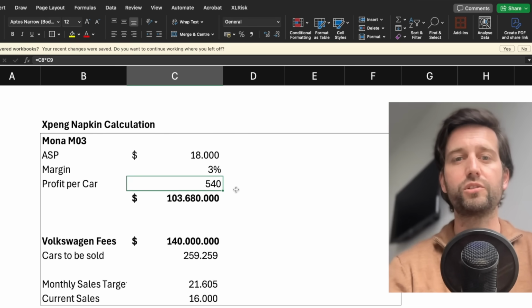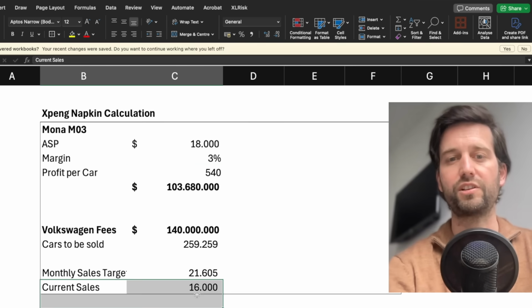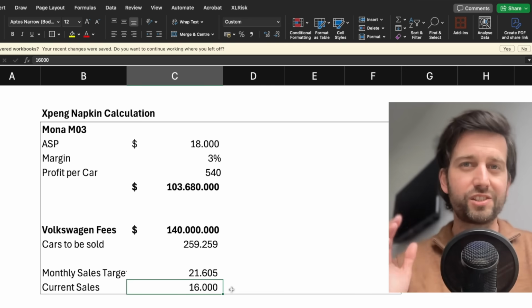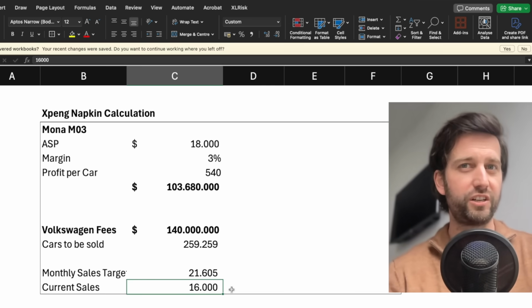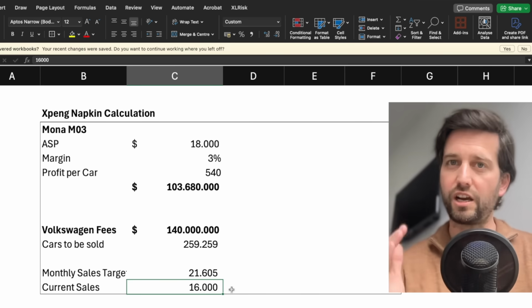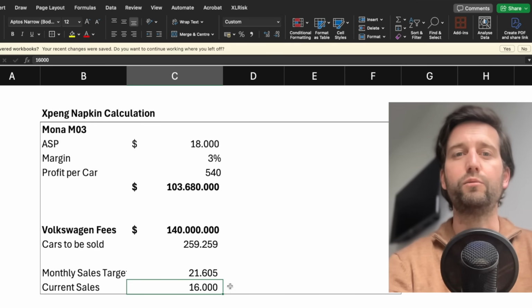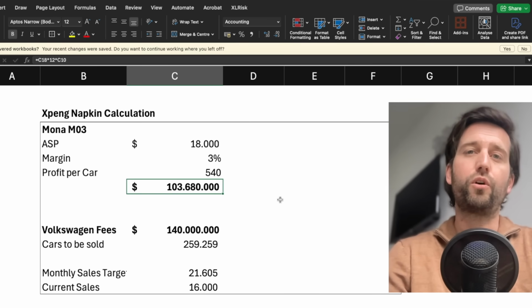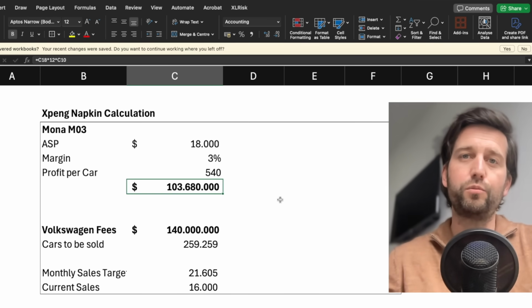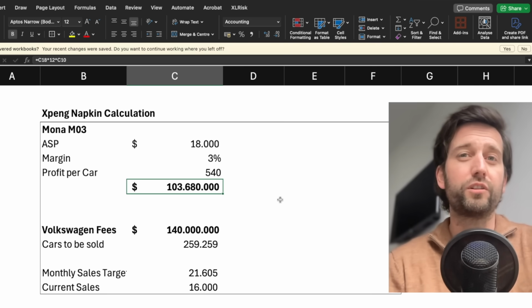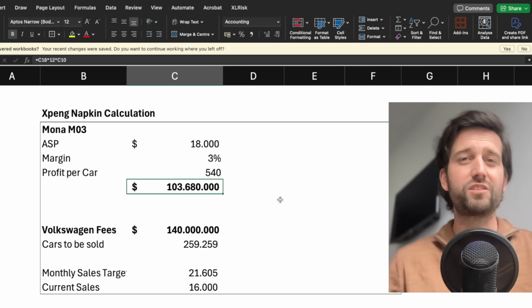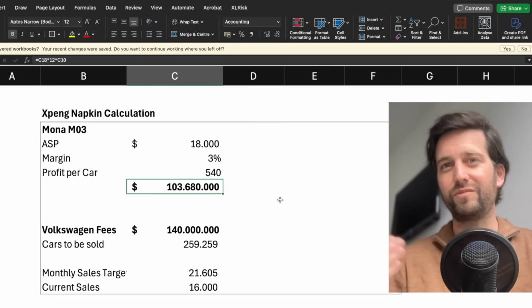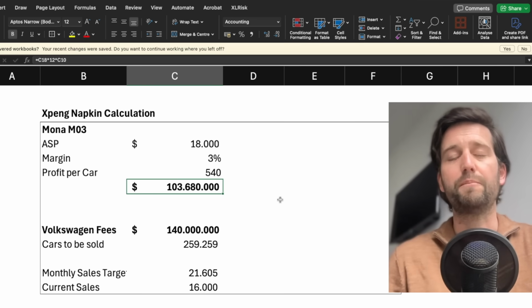So in total, the current sales are roundabout 16,000 cars a month, very impressive. If they would continue that as an average throughout the year, that would land them at roughly 100 million USD in pure profits that the Mona M03 will get Xpeng on the balance sheet in order to, as I said, pay back all of the other expenses. And then we'll see net whether or not there will be still something left as an actual profit for the company after everything.